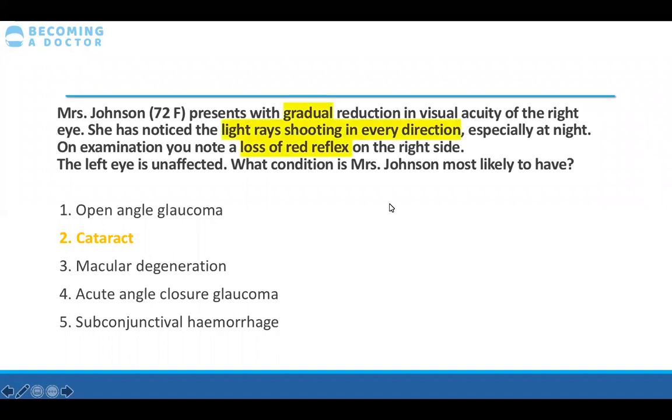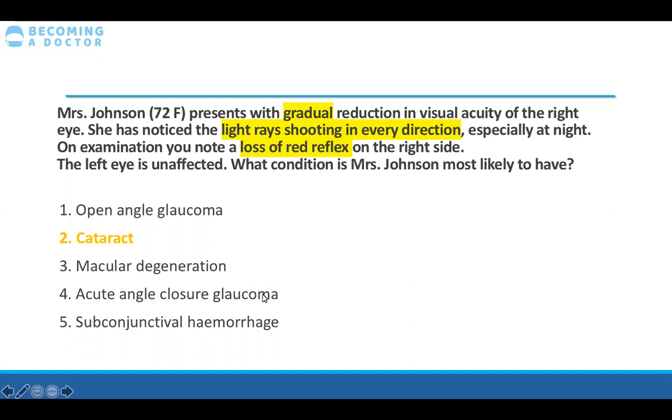The actual answer is cataract. I've highlighted in yellow the key features that make cataract the most likely diagnosis. The fact that it's a gradual reduction, and she's noticing that the light rays are shooting in every direction. This is also known as the starburst effect that's commonly seen in someone who has cataract. Another key finding of cataract is the loss of red reflex, as you can see with Mrs. Johnson. No one said subconjunctival hemorrhage, so that's good.